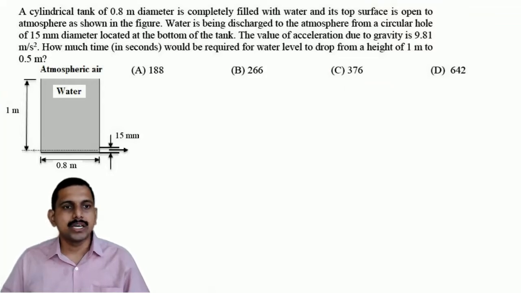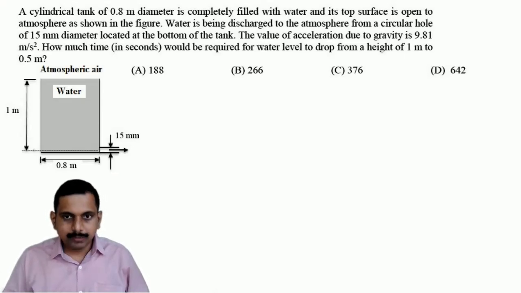Let us see this. A cylindrical tank of 0.8 meter diameter is completely filled with water and its top surface is open to atmosphere as shown in the figure. Water is being discharged to the atmosphere from a circular hole of 15 mm diameter located at the bottom of the tank. The value of acceleration due to gravity is 9.81 meter per second square. How much time in seconds would be required for water level to drop from a height of 1 meter to 0.5 meter? So let us solve the problem.